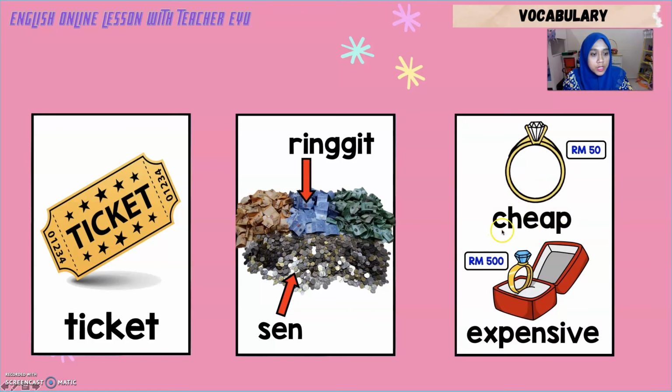Cheap. Next is expensive. Cheap means murah. As you can see, this one is 50 ringgit, so it is cheap, murah. Expensive means mahal. Cheap and expensive.